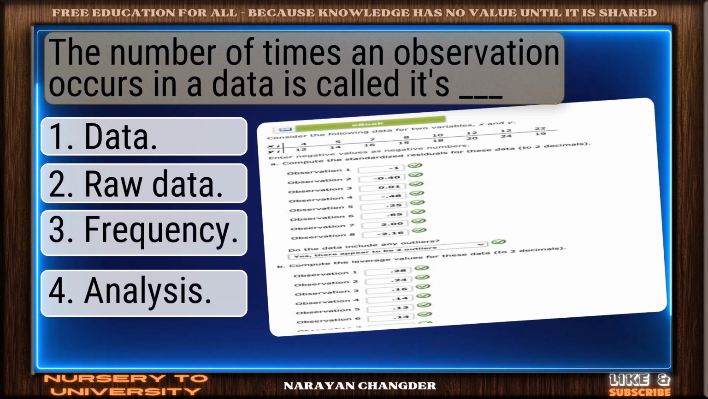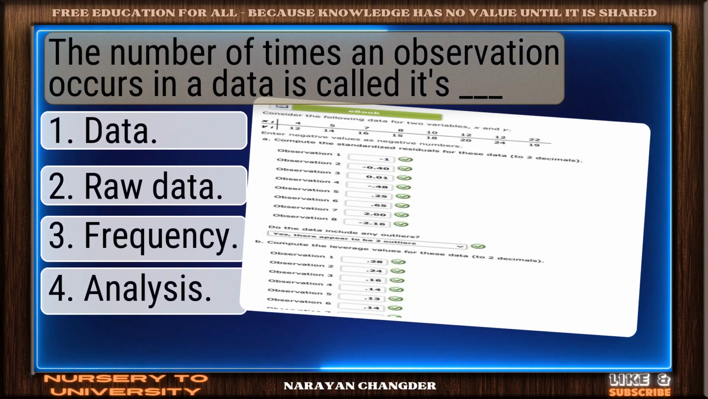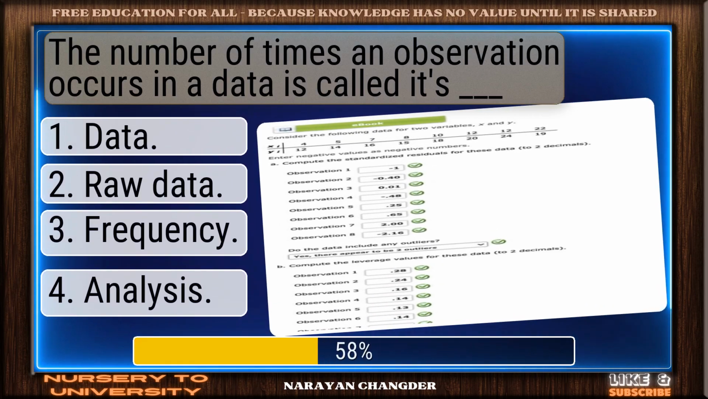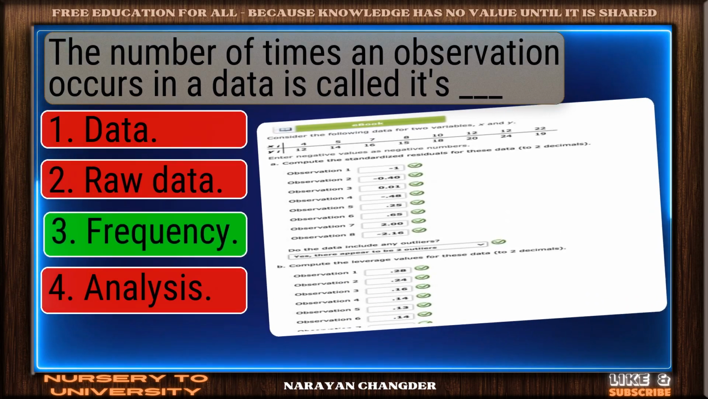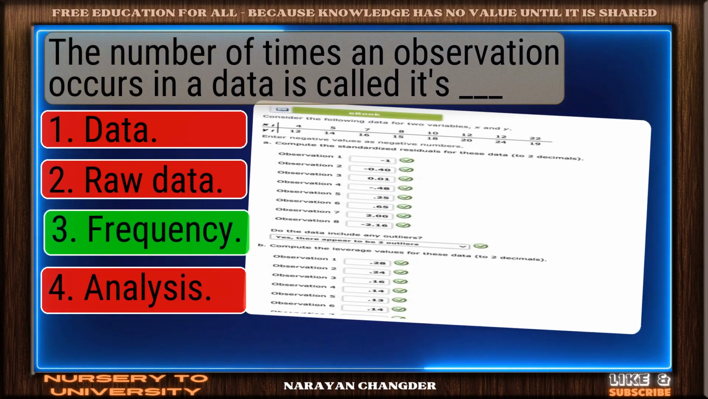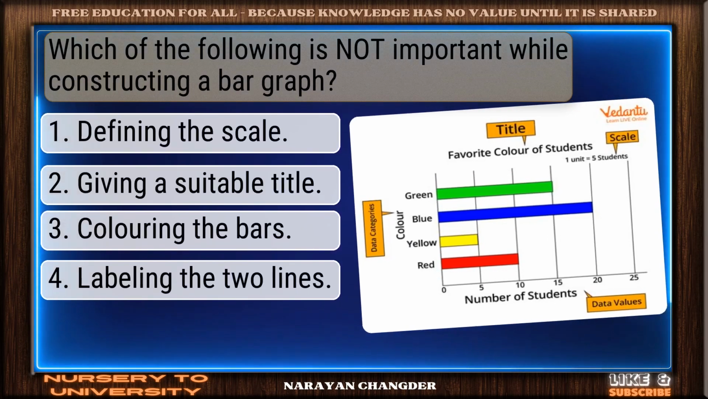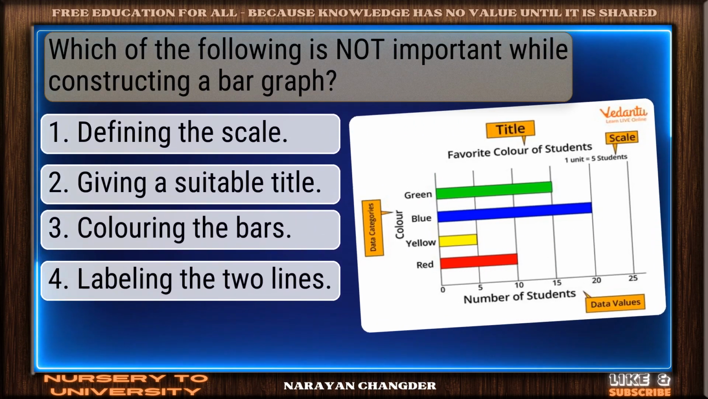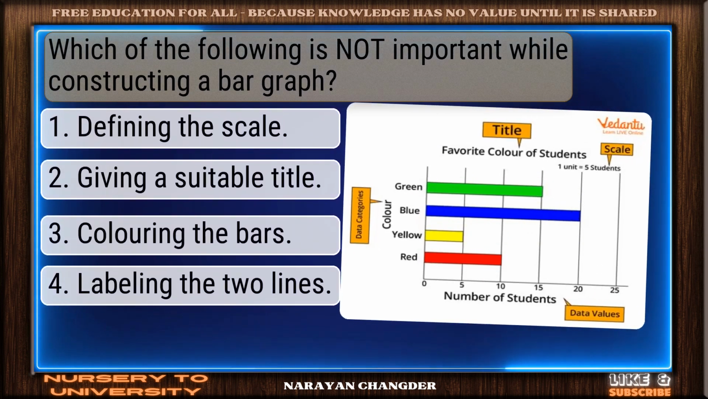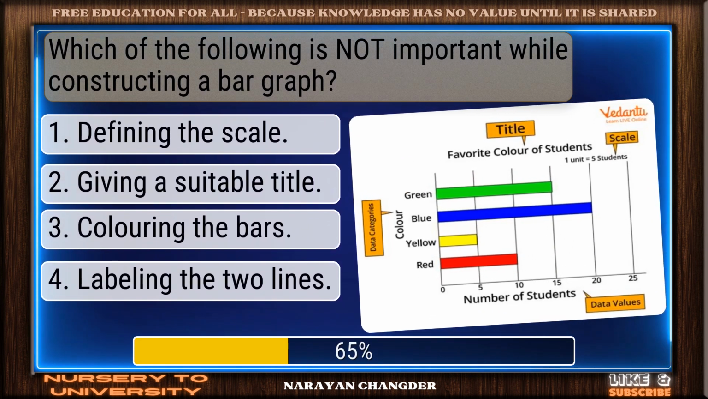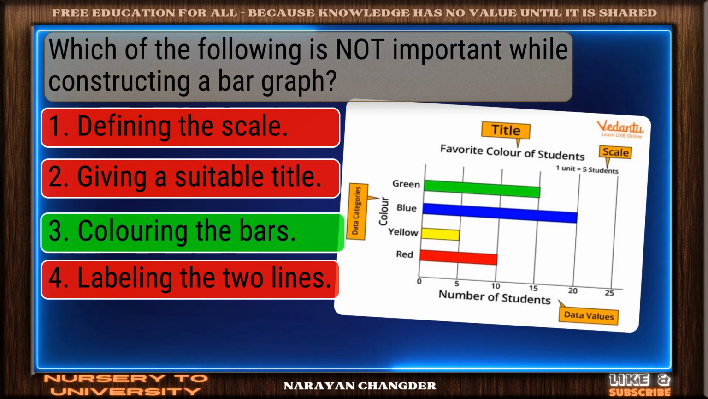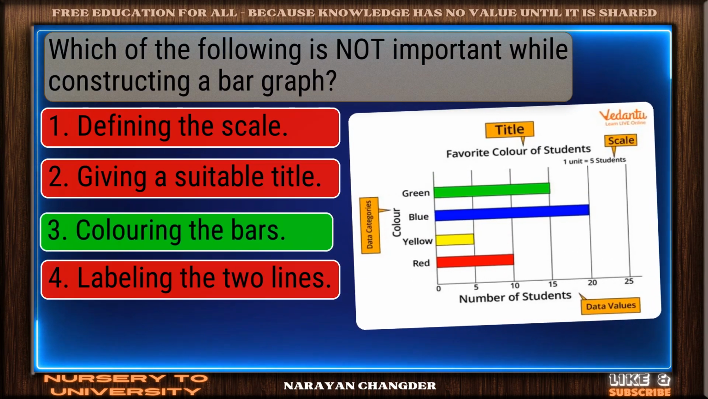Question number 74. The number of times an observation occurs in a data is called its dash. Nicely done. Frequency is a solid answer. Question number 75. Which of the following is not important while constructing a bar graph? On track. Coloring the bars is the correct answer.